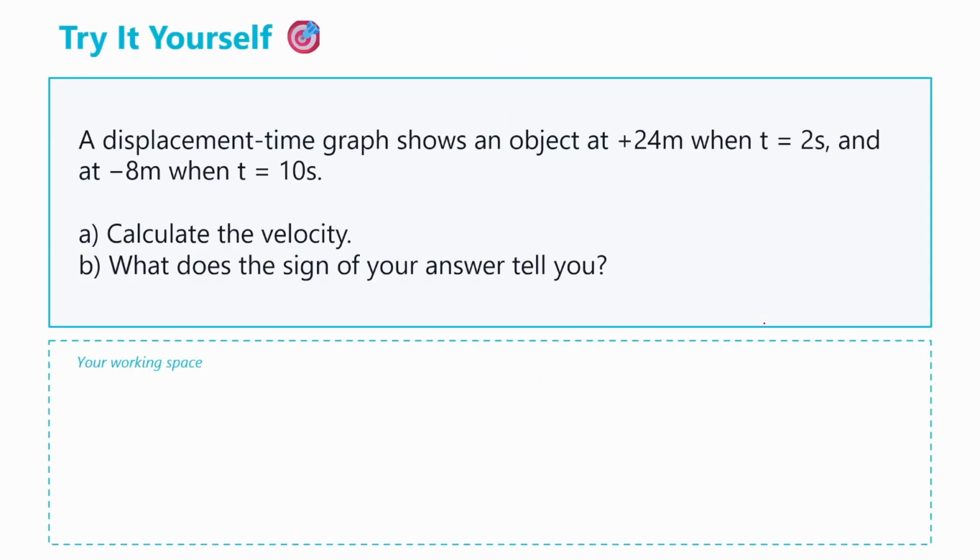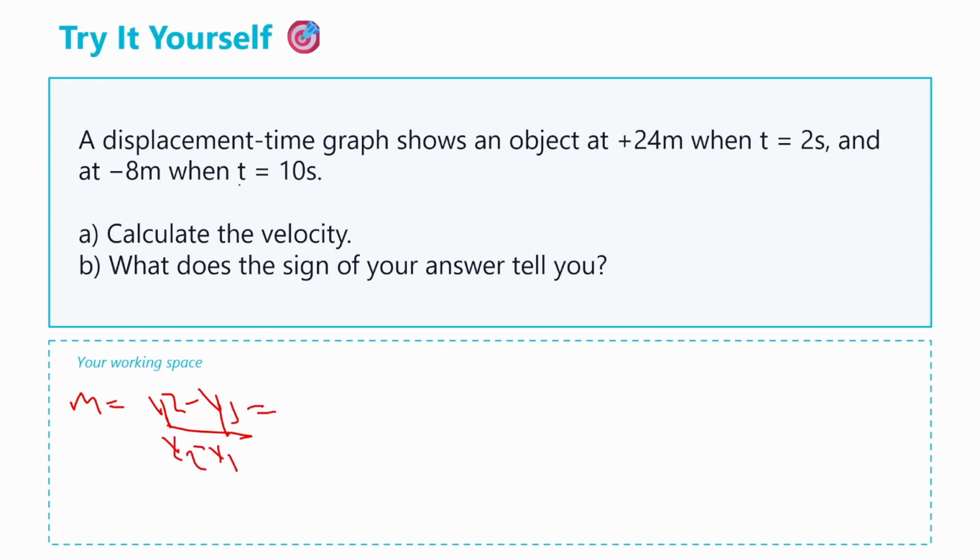Alright, so let's do a practice problem. A displacement time graph shows an object at 24 meters when t equals 2 and minus 8 meters when t equals 10. So let's calculate the velocity. If you divide y by x, you get meter per second. That's the same here as velocity. So to find the slope, m equals y2 minus y1 by x2 minus x1.